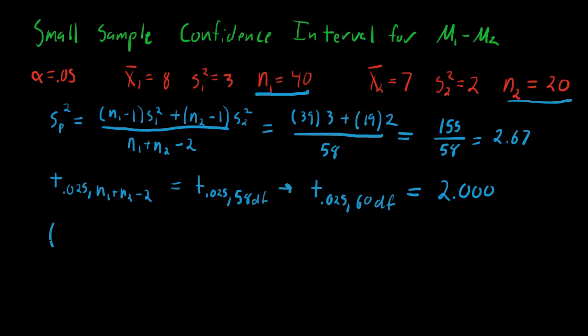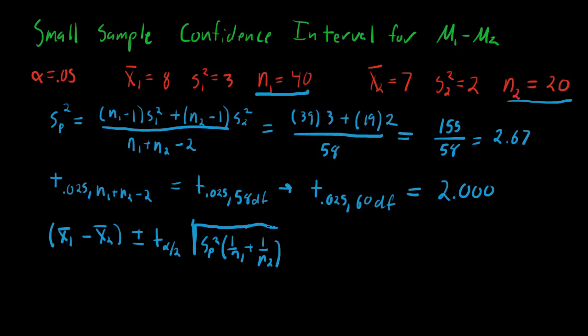So our formula for that again is x1 bar minus x2 bar plus or minus our t of alpha over 2 with our degrees of freedom, multiplied by the square root of Sp squared times 1 over n1 plus 1 over n2. And again, we'll fill in those values. So we get this is equal to our x1 bar minus x2 bar. So we have 8 minus 7 is 1, plus or minus our t of alpha over 2, which we figured out to be 2.